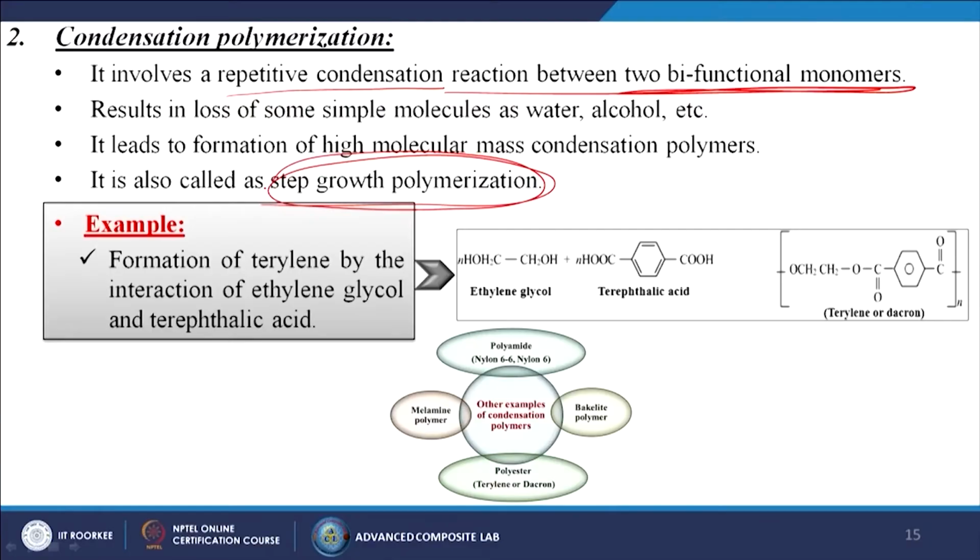What are the examples? Formation of terylene by the interaction of ethylene glycol and terephthalic acid. So, ethylene glycol and terephthalic acid make terylene, or Dacron. Other examples of condensation polymers are the melamine polymer, generally used for crockery or cups, and the Bakelite polymer. We also use polyamides like nylon 6,6 and nylon 6, and polyesters like terylene or Dacron.